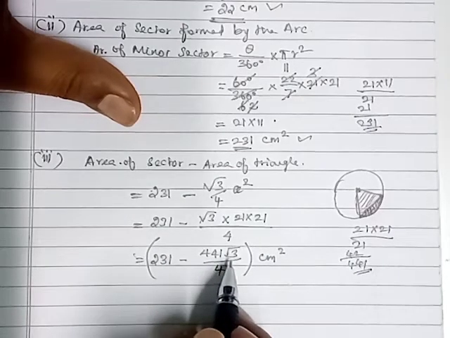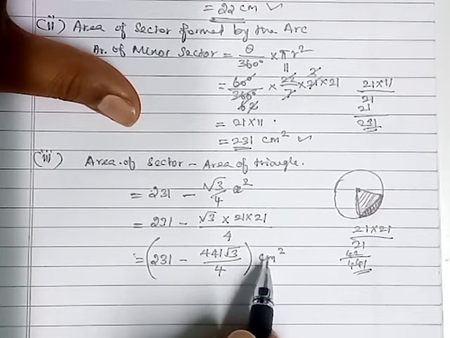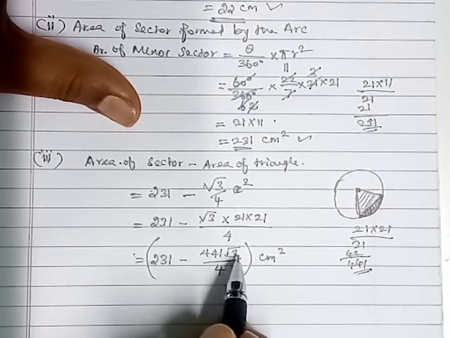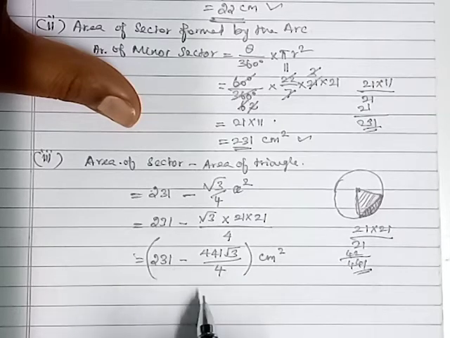In case the question asks you to calculate this also, and gives the root 3 value as 1.73, you have to put 1.73 and multiply that by 441 and divide that by 4 and subtract the value from 231 to get the answer.